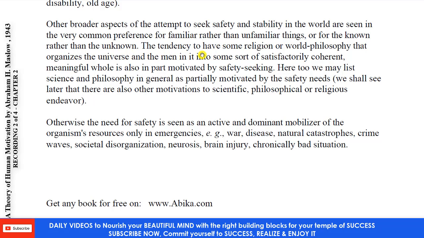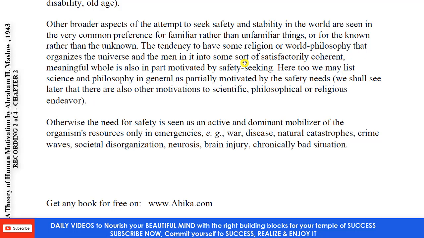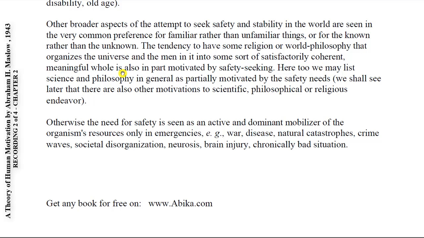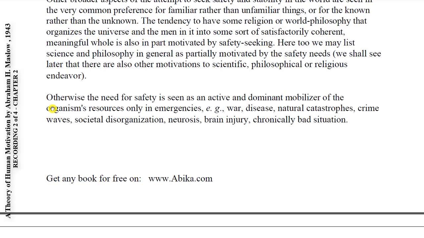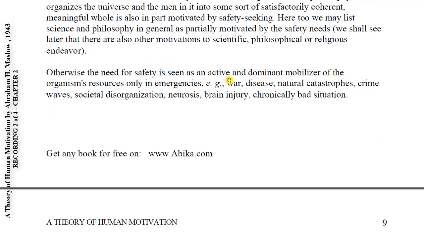The tendency to have some religion or world philosophy that organizes the universe and the men in it into some sort of satisfactorily coherent, meaningful whole is also in part motivated by safety seeking. Here too we may list science and philosophy in general as partially motivated by the safety needs. We shall see later that there are also motivations to scientific, philosophical, or religious endeavor. Otherwise, the need for safety is seen as an active and dominant mobilizer of the organism's resources only in emergencies, for example, war, disease, natural catastrophes, crime waves, societal disorganization, neurosis, brain injury, chronically bad situations, etc.